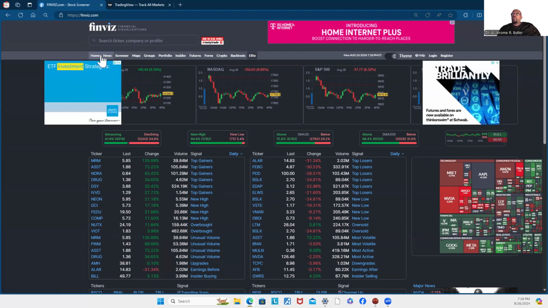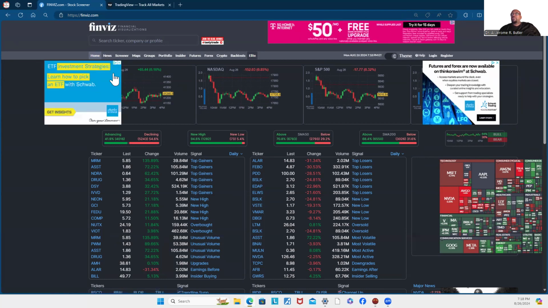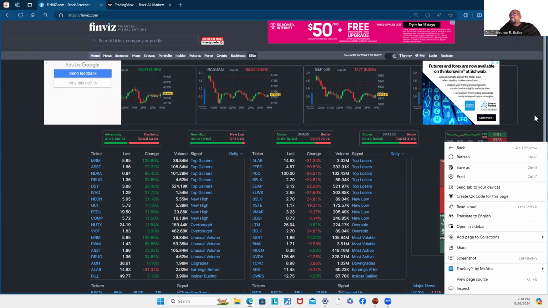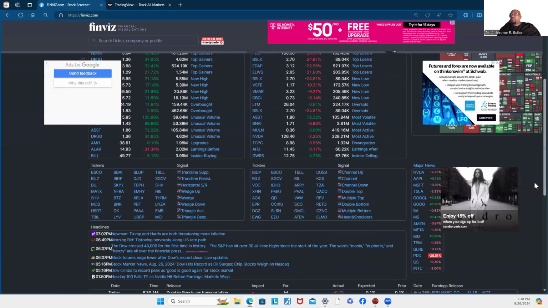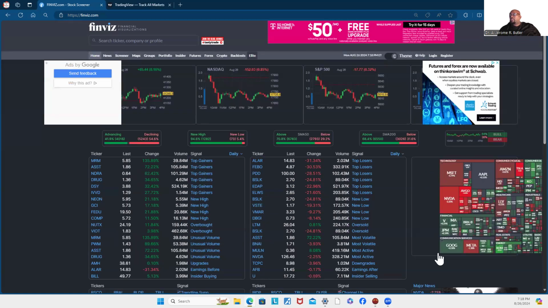When you open up FinViz, this is what you're looking at here, and you can see me closing out all of these ads. This is what you see on the front page of FinViz. The next thing we want to look at is the heat map, this area over here, showing some of the gainers and losers.